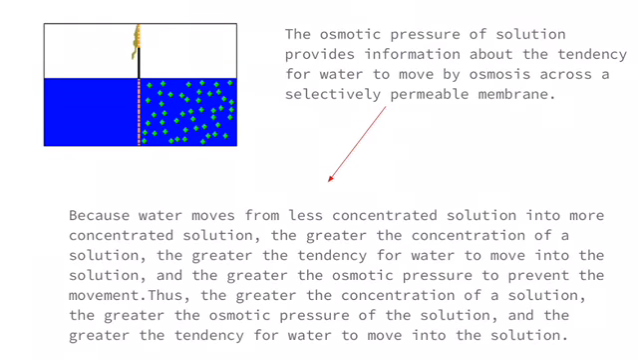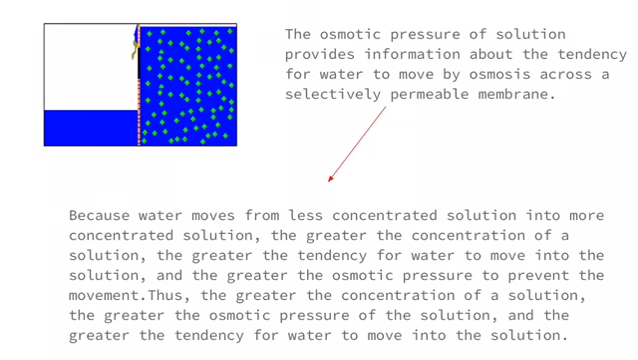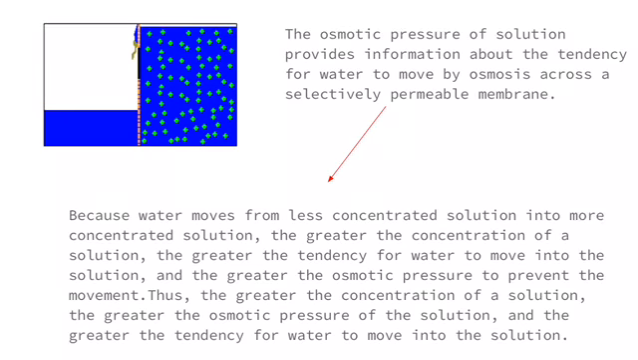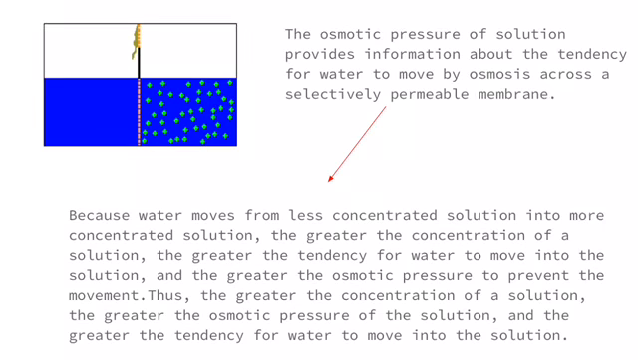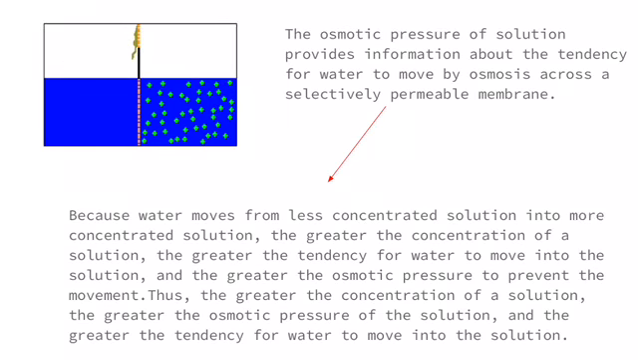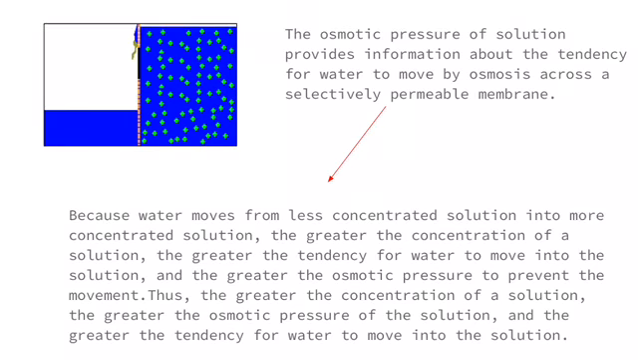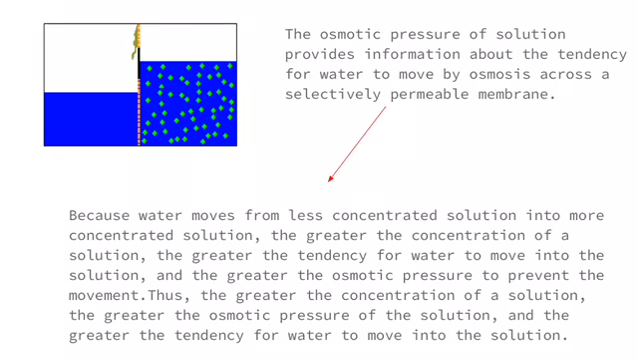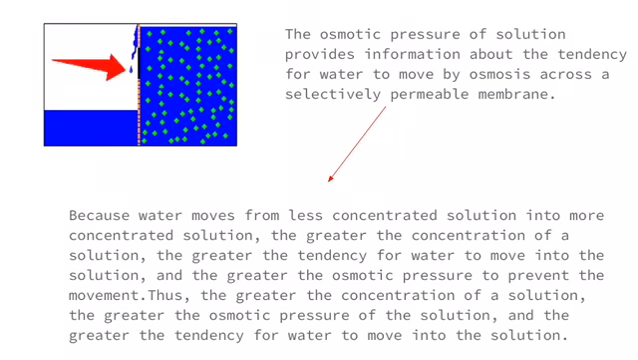The osmotic pressure of a solution provides information about the tendency of water to move by osmosis across a selectively permeable membrane. Because water moves from the less concentrated solution into the more concentrated solution, the greater the concentration of a solution, the greater the osmotic pressure needed to prevent the movement. The greater the concentration of the solution, the greater the tendency for water to move into the solution.